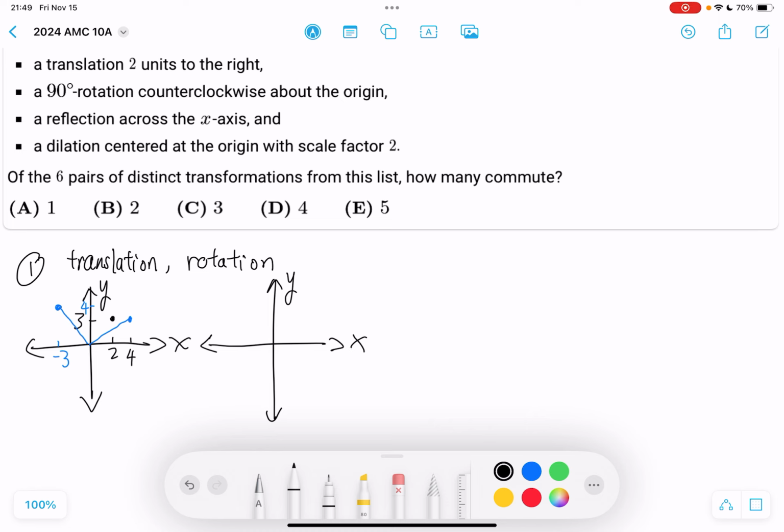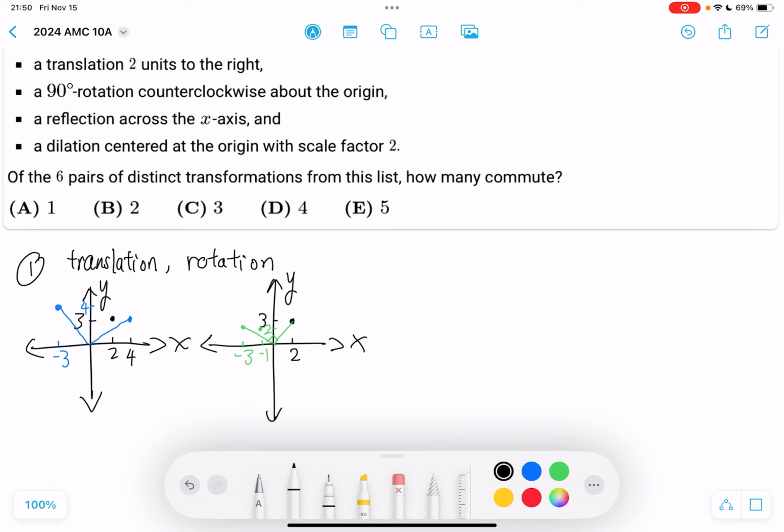So let's see if the same thing happens if you first rotate and then translate. So it's this point over here, and you first rotate. So this is -3, and so this should be lower. So this is (-3, 2), right? And then you translate 2 units to the right. If you translate 2 units to the right, the coordinates will be (-1, 2).